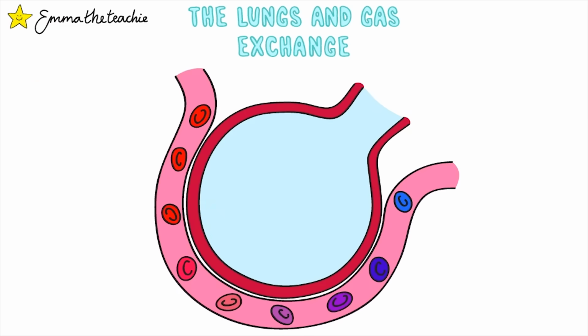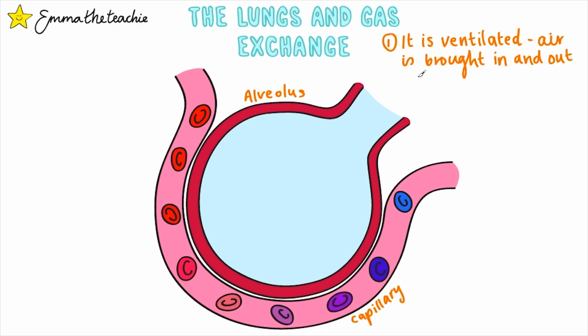Now let's look at the adaptations for gas exchange. Here is one alveolus. This is where gas exchange takes place. And you can see that it is surrounded by a capillary. The first adaptation is that it is ventilated. This means the air is actively brought in and out of the lungs. This helps maintain a steep concentration gradient as fresh, oxygen-rich air is brought into the lungs with each breath. Gas exchange then takes place, and the CO2 that entered the alveolus from the blood will then leave with each exhaled breath.